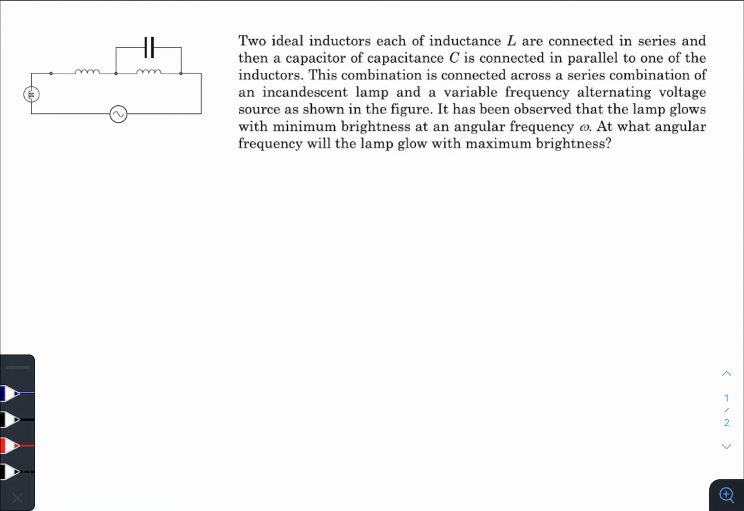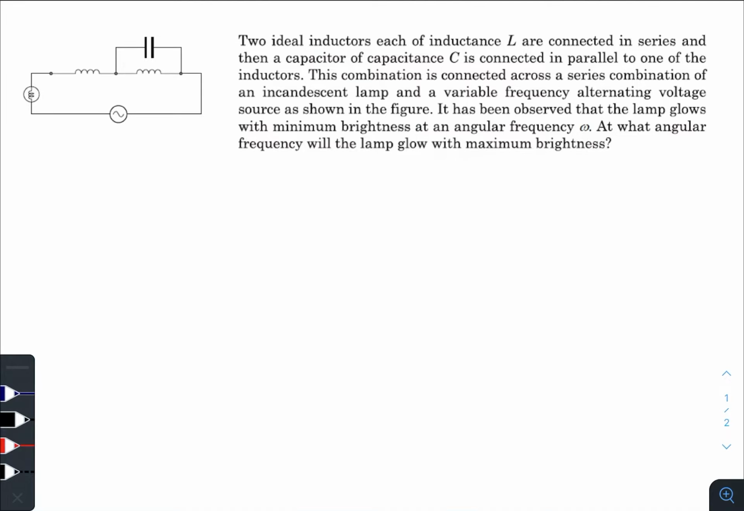In today's question, we have two ideal inductors, each of inductance L, connected in series, and then a capacitor of capacitance C is connected in parallel to one of the inductors. This combination is connected across a series combination of an incandescent lamp and a variable frequency alternating voltage source. It has been observed that the lamp glows with minimum brightness at angular frequency omega. At what angular frequency will the lamp glow with maximum brightness?